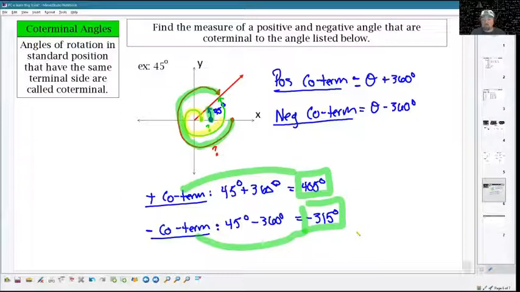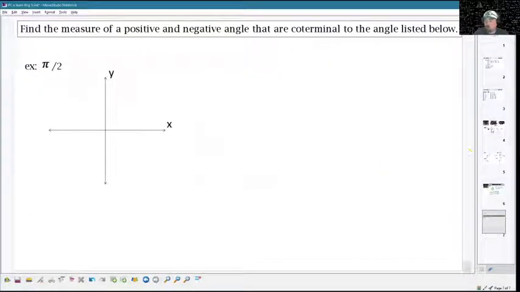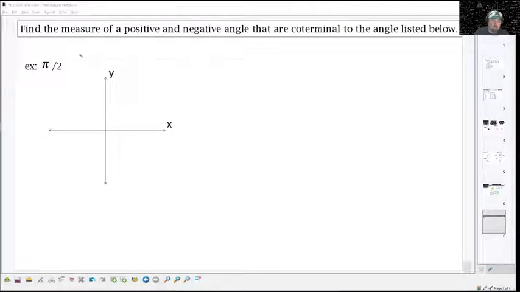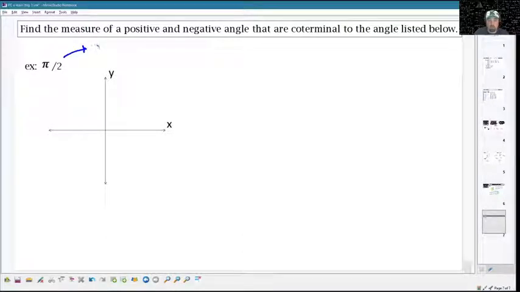If we were ever asked to do this and we didn't get a negative number when we did the subtraction, we'd have to subtract again to find another until we get to an actual negative angle. Negative coterminal angles have to be negative numbers. Positive coterminal angles have to be positive. We can do the same thing with our radians here. My suggestion though, even if your answers need to be in radians, is to do this math in degrees.